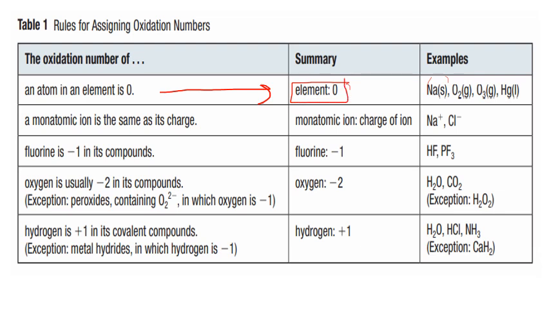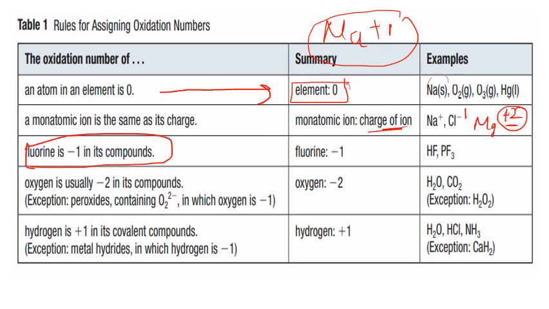And then you have monoatomic ions. What does that mean? Mono means one. If you have just one ion, for example Na+, what is its oxidation number? Plus 1, right? So it is the charge of the ion. Similarly, Mg2+ has oxidation number plus 2. And fluorine is minus 1 in its compounds, so you have to keep this in mind. Fluorine will have oxidation number minus 1, and oxygen you will always consider equal to minus 2.